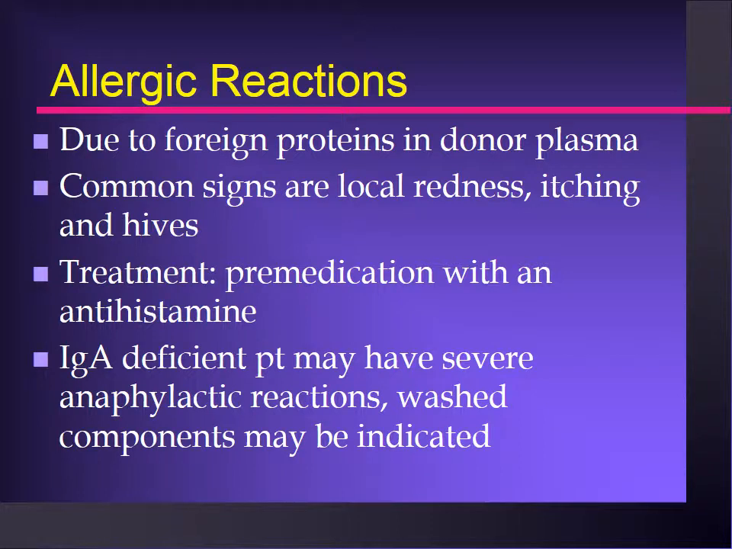Allergic reactions can occur due to foreign proteins in donor plasma. Common signs are local redness, itching, and hives. Treatment would be premedication with an antihistamine for future transfusions. A severe reaction can be in an IgA deficient patient. They may have severe anaphylactic reactions. They will need washed components in the future.